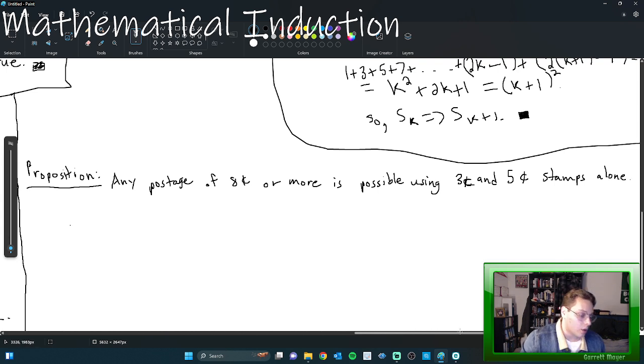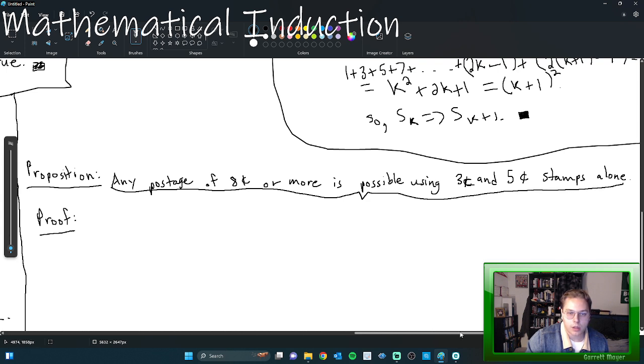Now, to start, the way this proof starts, we're going to do the basic step, and in this basic step, we're going to prove 3 initial statements, or initial conditions, first. And then also this whole statement: S(n) is postage of n cents is possible. Okay, so with that little bit of notation out of the way, let's jump into the proof.